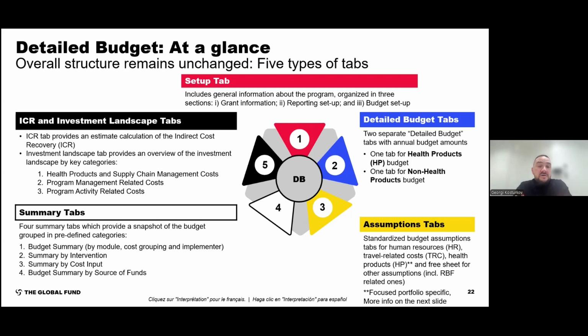And the detailed budget template has a free sheet for any other assumptions which the applicants and PRs would like to provide. This tab could also be used for results-based financing modalities, where applicants can include any relevant information around costing targets, etc. Next slide.